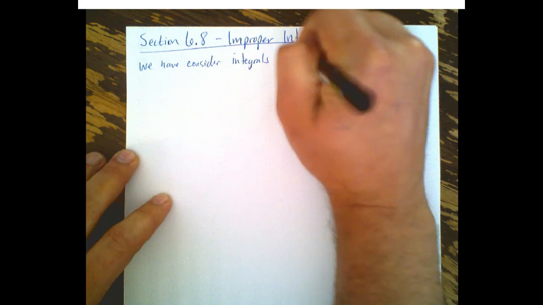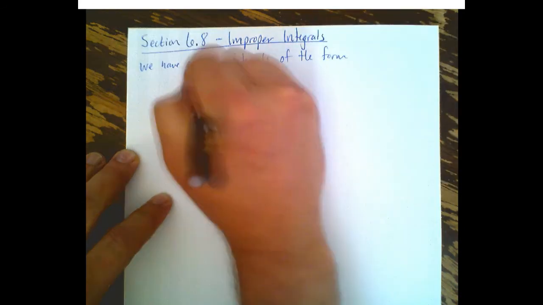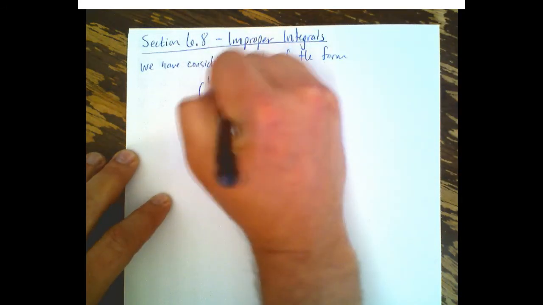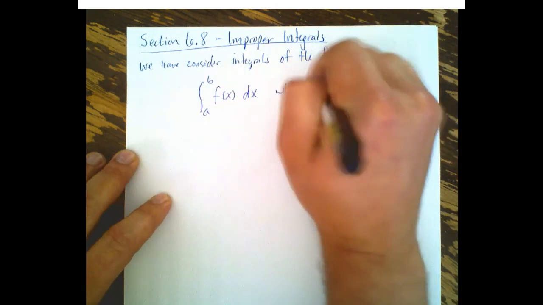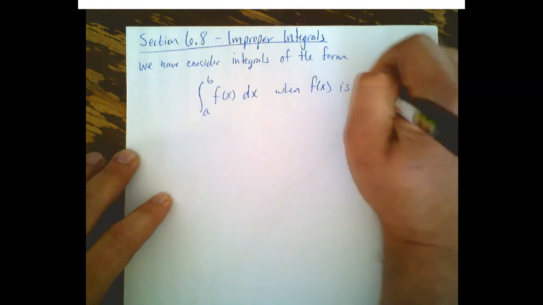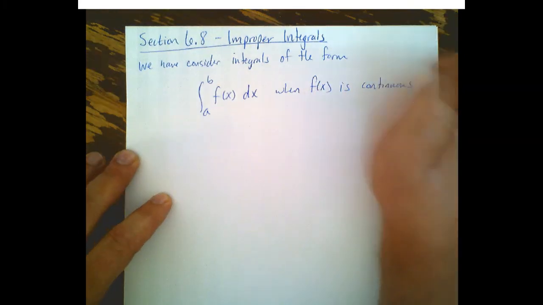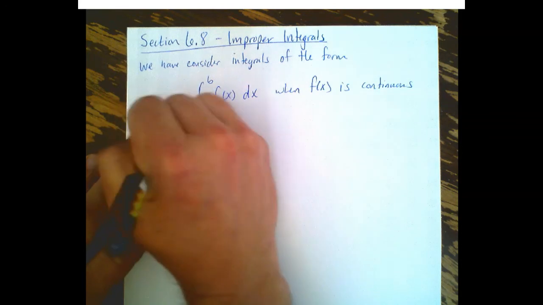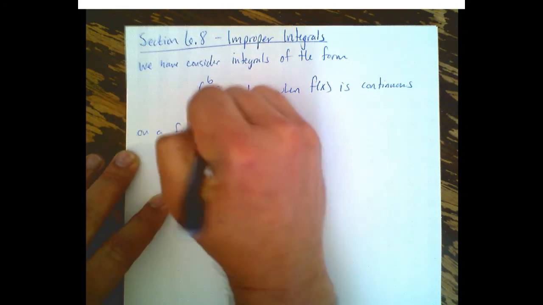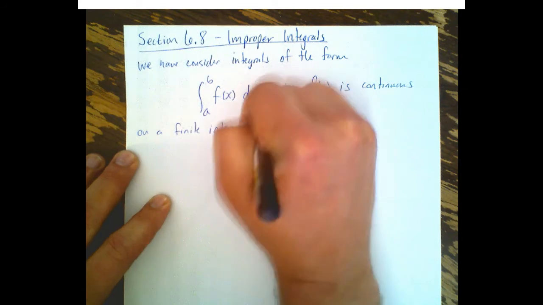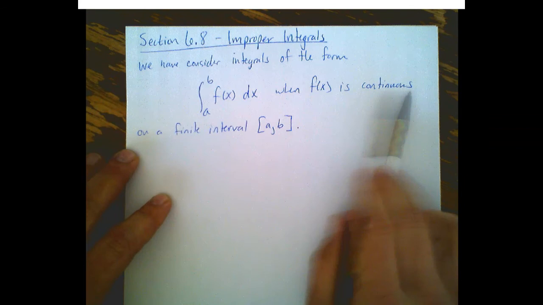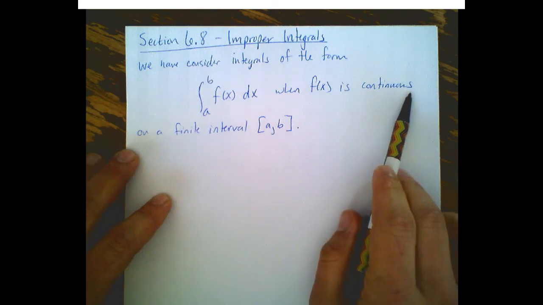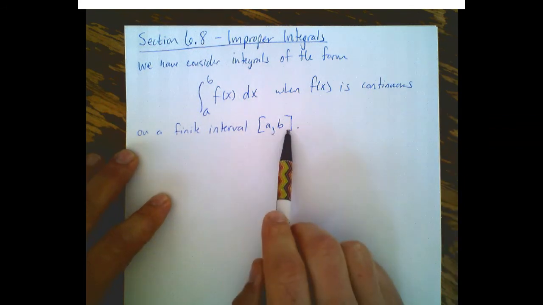So for what we've been doing with integration, we have considered integrals of the form integral from a to b of f of x dx when f of x is continuous on a finite interval a to b. Okay? So it's just been a nice, smooth, continuous function over some interval a to b.